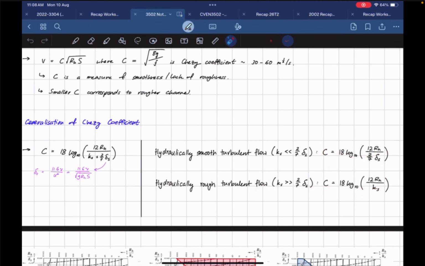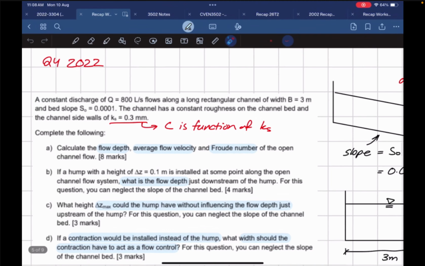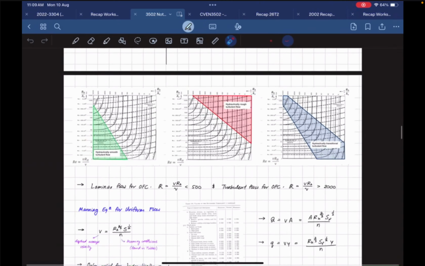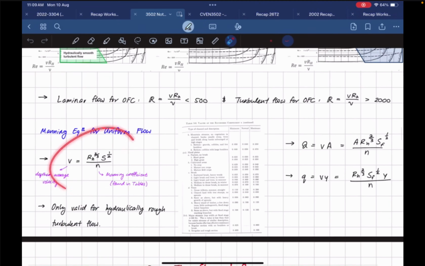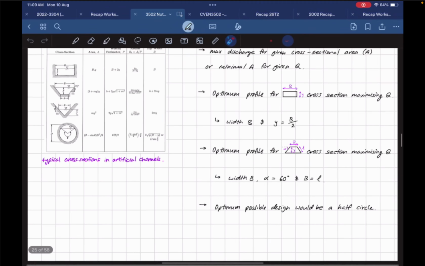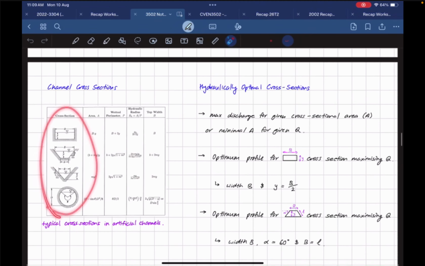For example, in this question over here, they tell us the channel has a constant roughness on the channel bed, which means it's just a function of KS. Yeah? That's just an example. Manning's equation has to do with different channel flows. So you might have V shape, semicircle shape. There are different formulas. Over here, for example, you might have different channel cross sections.